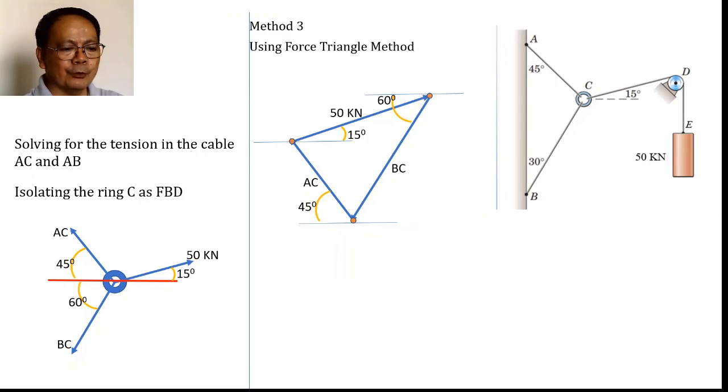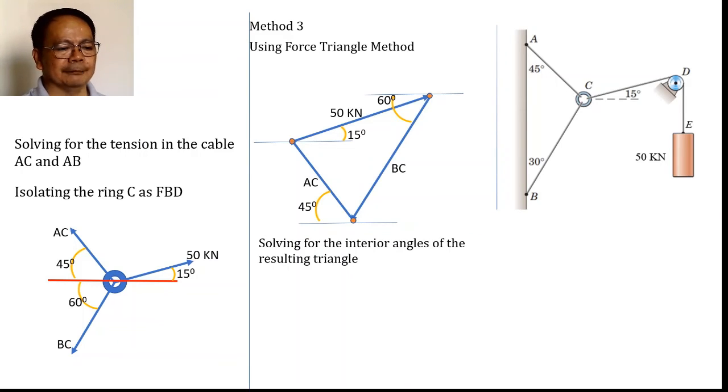And afterwards, what shall we do? We now try to define the interior angles of the resulting triangle. Let's start here. How are we going to solve for this? Let's see how much this angle will be. If this is 60, then this will also be equal to 60. And the sum of all the angles of a triangle will be 180. So if this is 60 and 45, what is this? That must be 75.